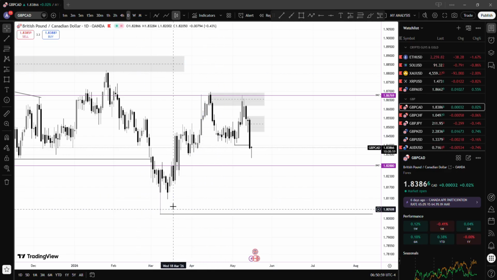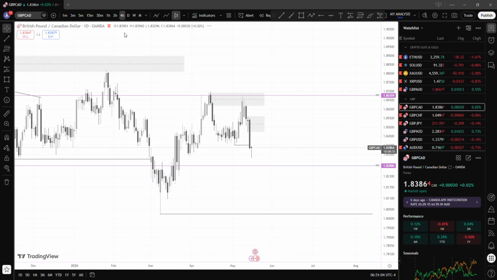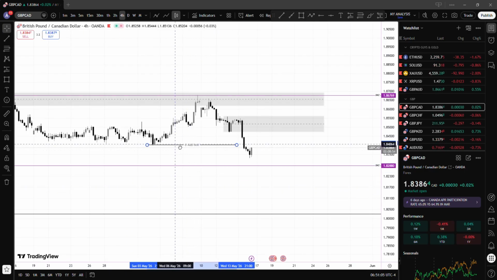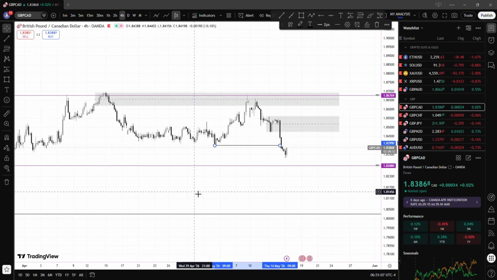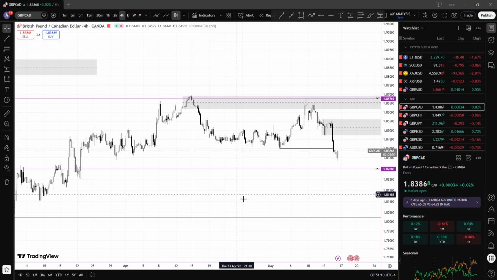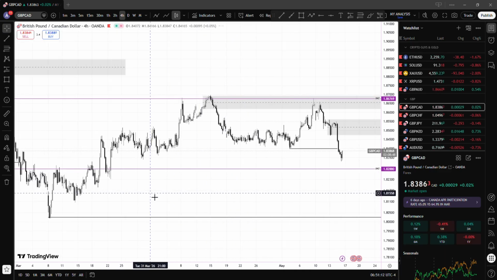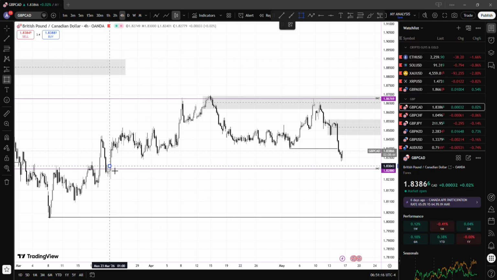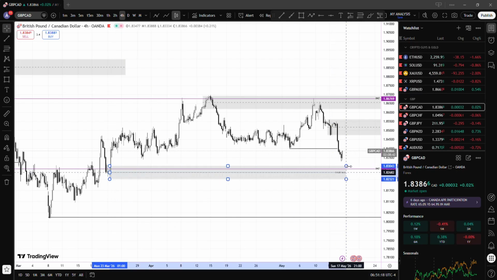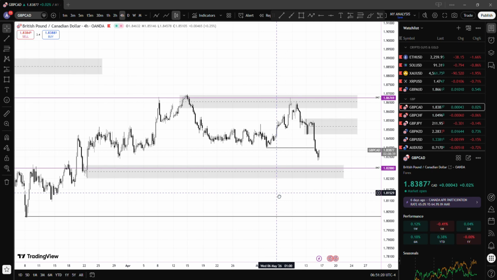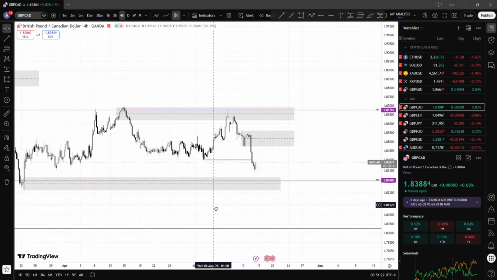Now I think I've gotten everything I need on this daily time frame. I'll go to my 4 hours time frame to see if I can get more stories here. On my 4 hours time frame, I have another block here. There's another block there.